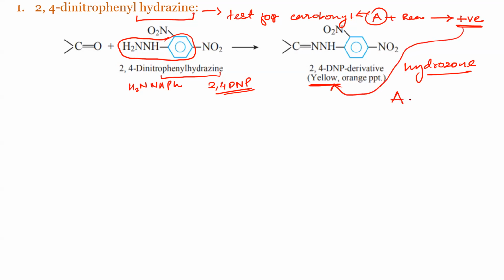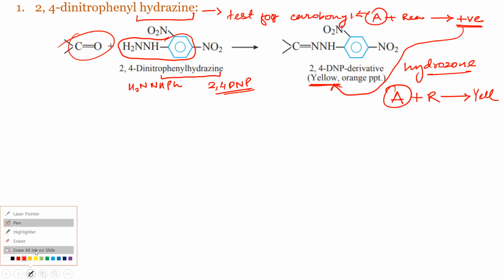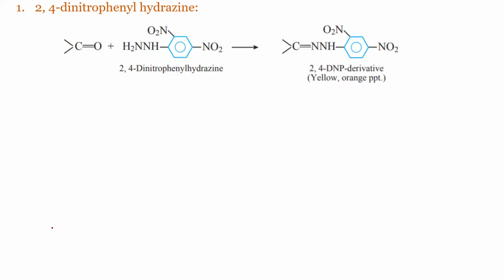So if you have any sample and you react it with 2,4-DNP and you get yellow color, that means this sample A has which group? Carbonyl group. Is this clear? Yes or no? Please tell me. Okay. So the important thing: 2,4-DNP is used to test for carbonyl, and the positive result is a yellow precipitate.